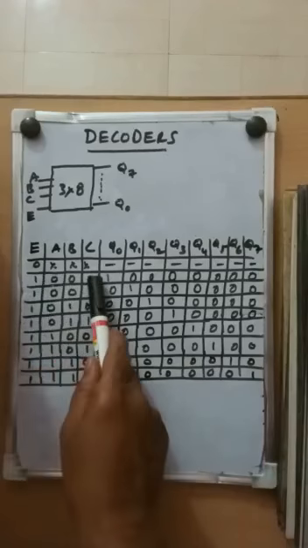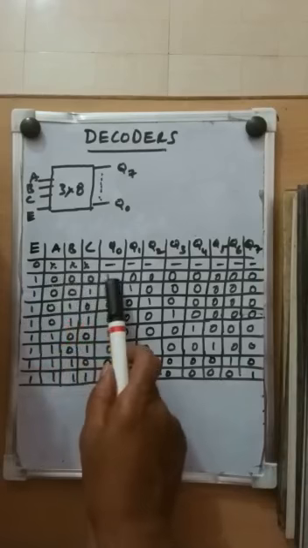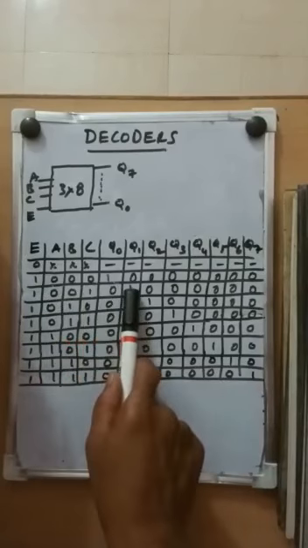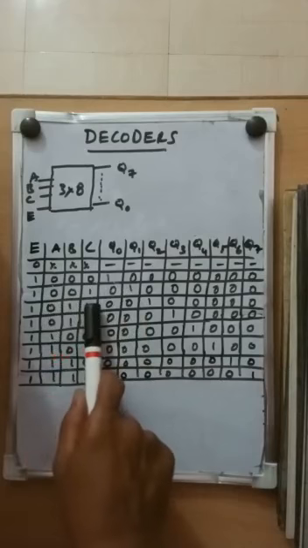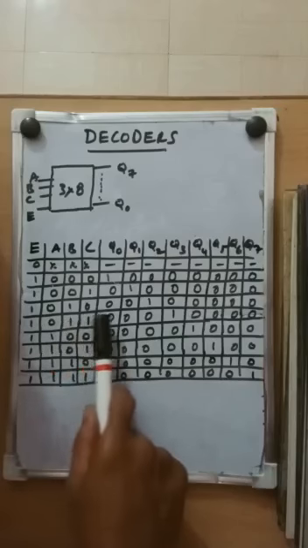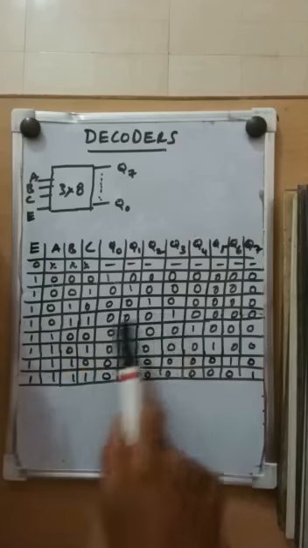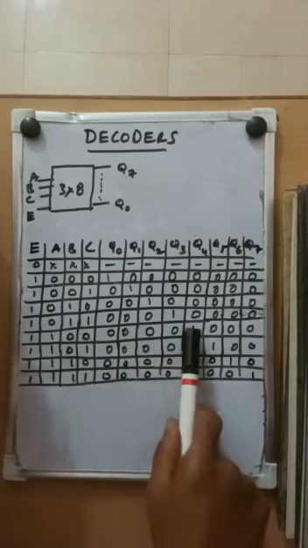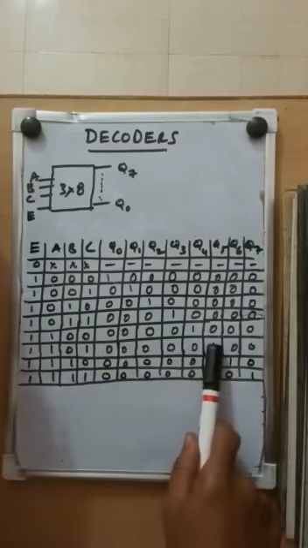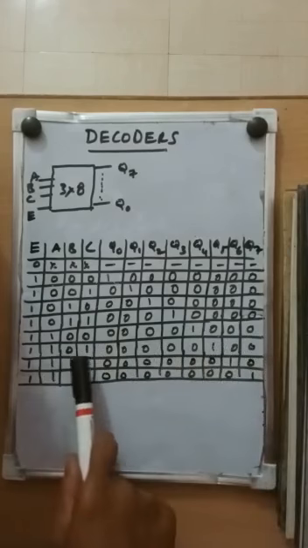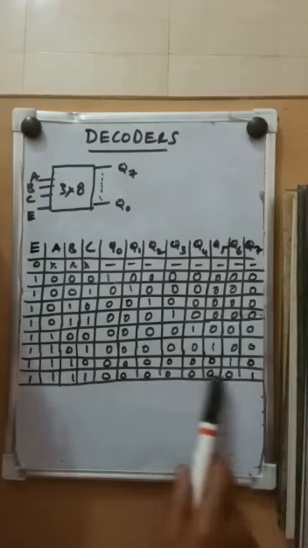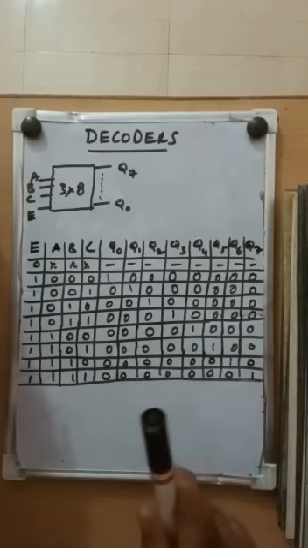So 0 0 0, that means A bar, B bar, C bar, Q0 will be highlighted, remaining all are zeros. Next, 0 0 1, Q1 will be highlighted, remaining all zeros. 0 1 0, Q2 will be highlighted, remaining all zeros. A bar, B, C, Q3 will be highlighted, remaining all zeros. A, B bar, C bar, Q4 will be highlighted. A, B bar, C, Q5 will be highlighted. A, B, C bar, Q6 will be highlighted. A, B, C, Q7 will be highlighted, and all others will not be allowed.